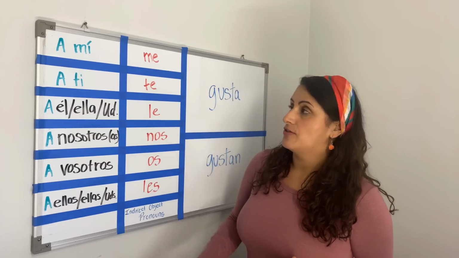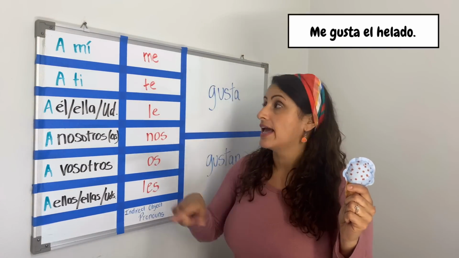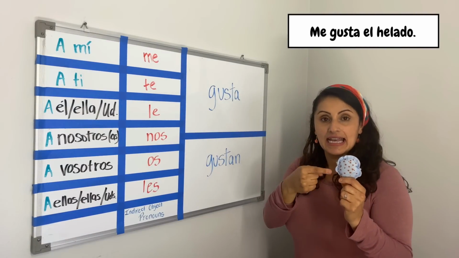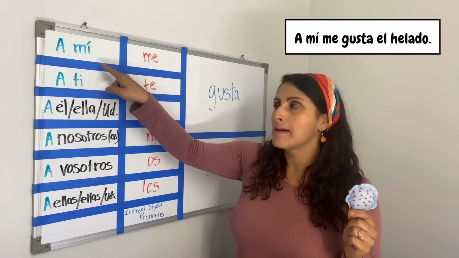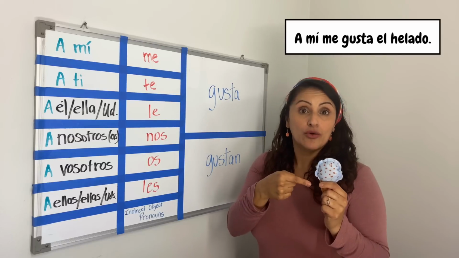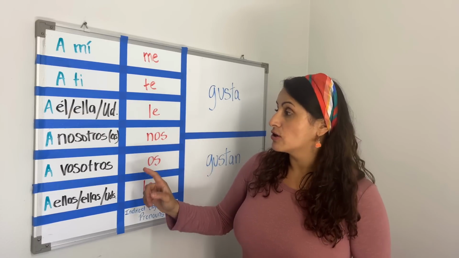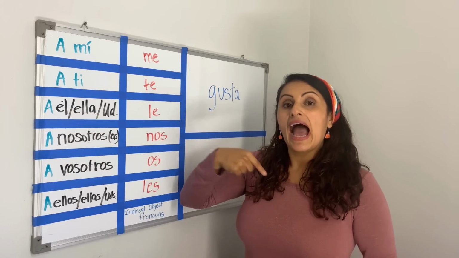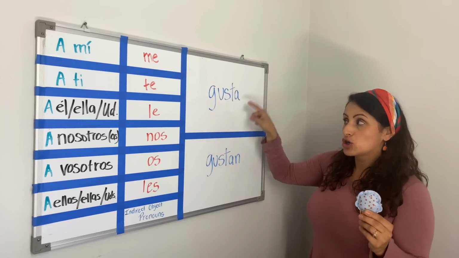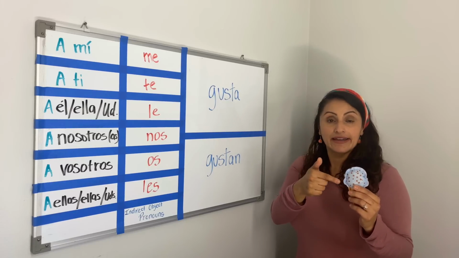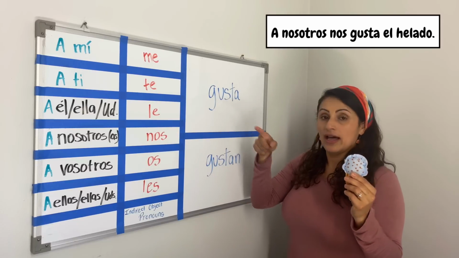So let's look at one together. Let's say I want to say, I like ice cream. We already know that we could say, me gusta el helado. But if you want to add emphasis, you would say, a mí me gusta el helado. That's it. You just add those for emphasis. Let's look at one that is plural. A nosotros nos gusta el helado. Remember, gusta is based off the thing that you like. And this is just un helado.